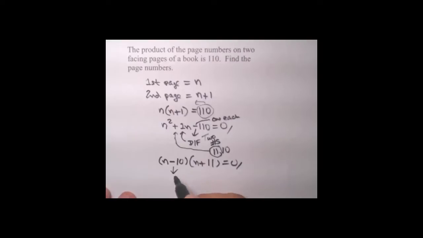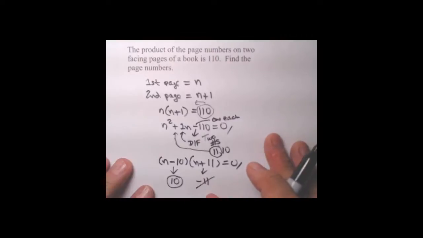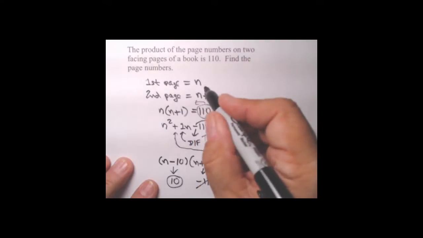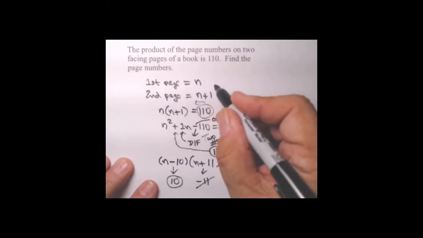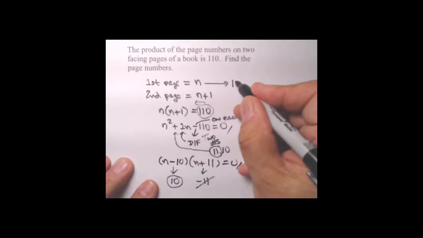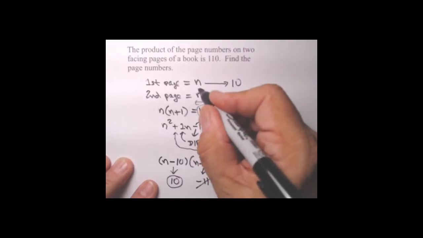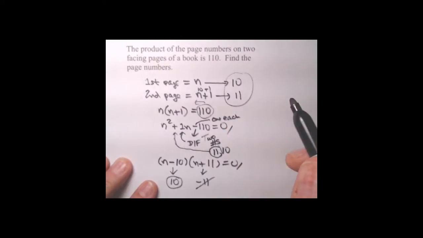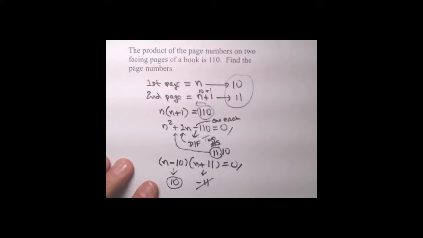The root we get from N minus 10 is 10. The one we get from N plus 11 is negative 11. Page numbers in books aren't negative, so our N is 10. Now, don't stop here, because this problem asks to find both page numbers, and the best place to label these is right where you define your variables. The N we said is 10, and the next one, 10 plus 1, will be the next page, 11. So there are the two page numbers, 10 and 11.